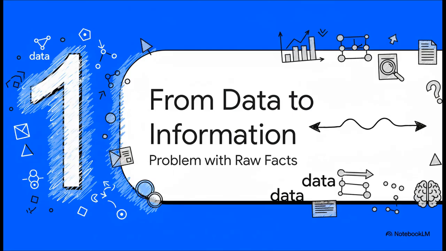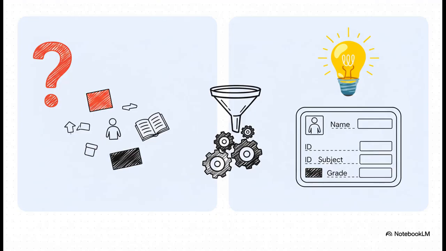First up, we've got to establish a super important distinction: the difference between data and information. Yeah, they might sound like the same thing, but they are worlds apart. So what's the deal with raw facts anyway? So take a look at this. On the left, you've got data. It's just a jumble of stuff, right?